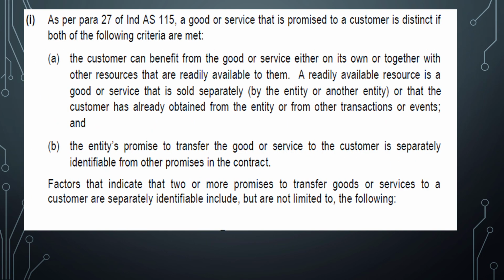First, you should compulsorily mention the theory if it's an 8-mark question. A good or service promised to a customer is distinct if the following criteria are met. That is, the customer can benefit from the goods or service either on its own or together with other readily available resources. A readily available resource means one that is sold separately, or that the customer has already obtained. And the entity's promise to transfer the goods to the customer is separately identifiable from other promises in the contract. These are the key terms you should reproduce, because you can gain at least 2 marks from this, even if you don't have the time to solve the whole question. These are the criteria to be met.